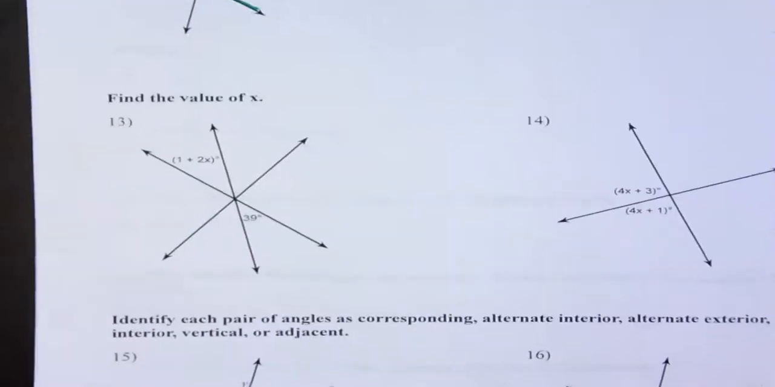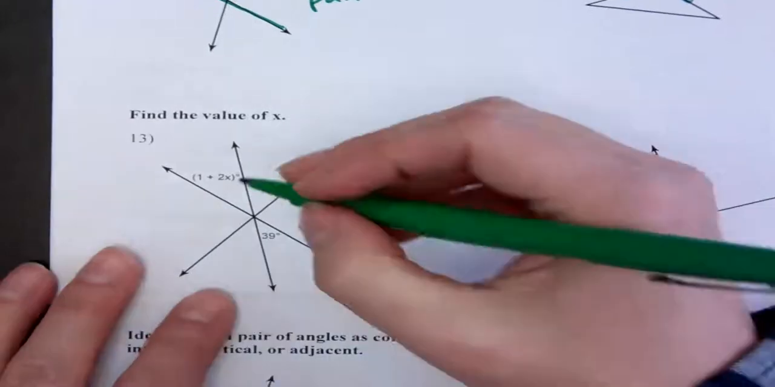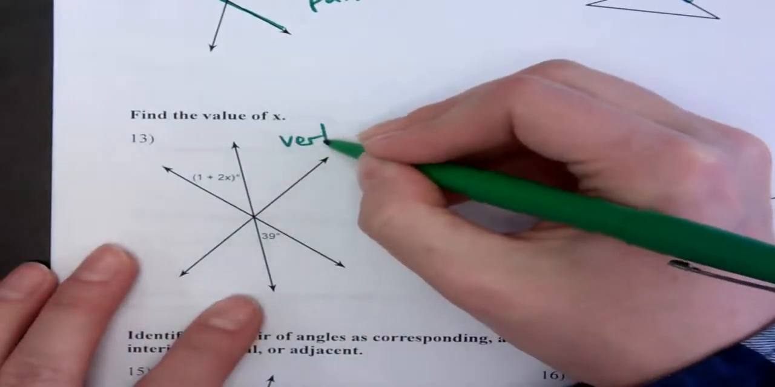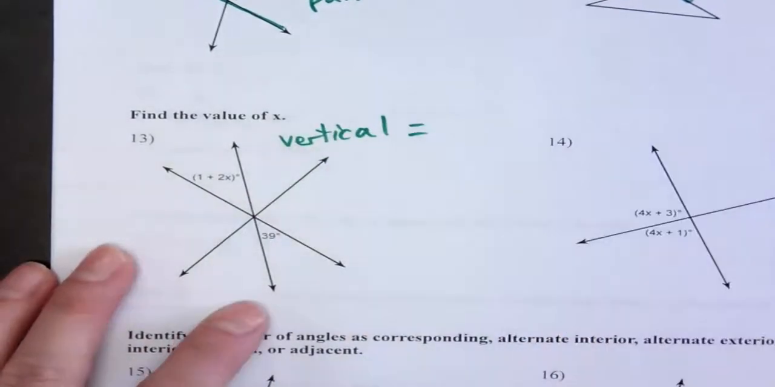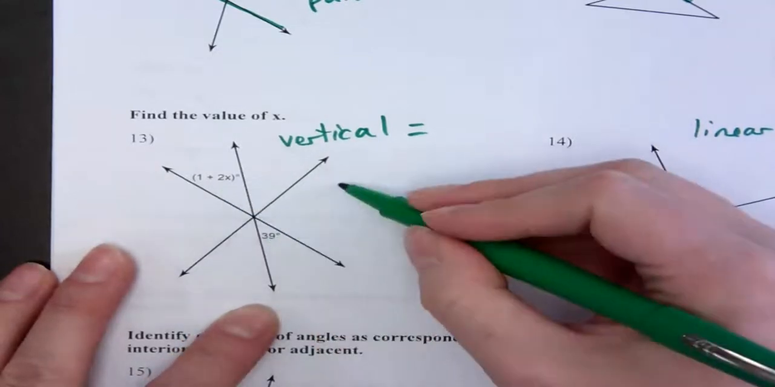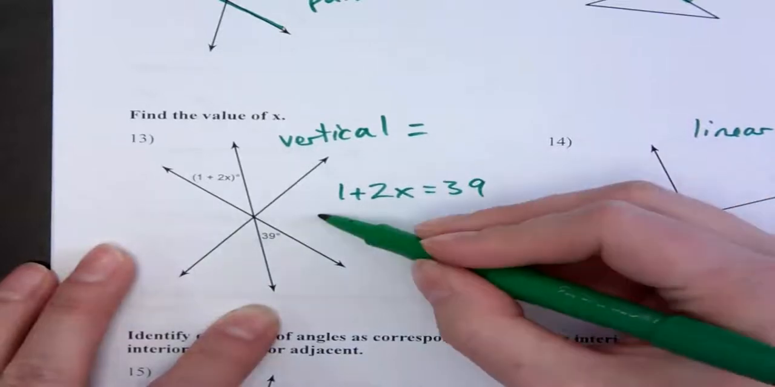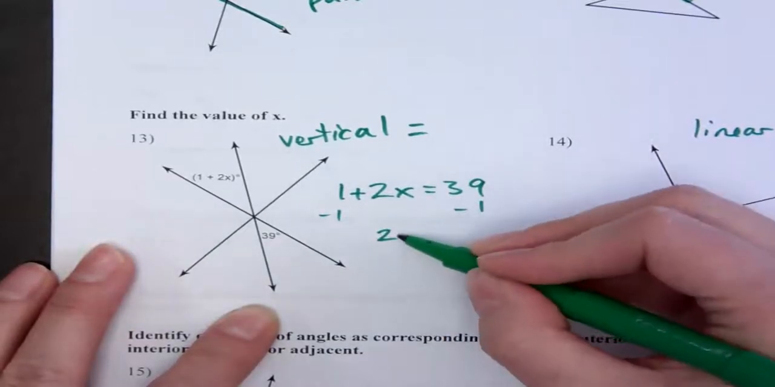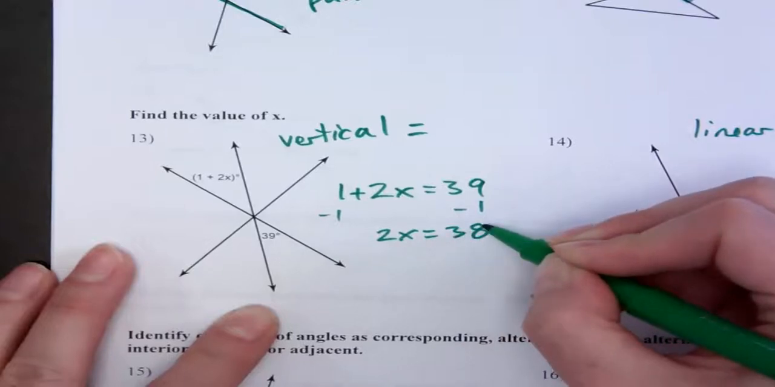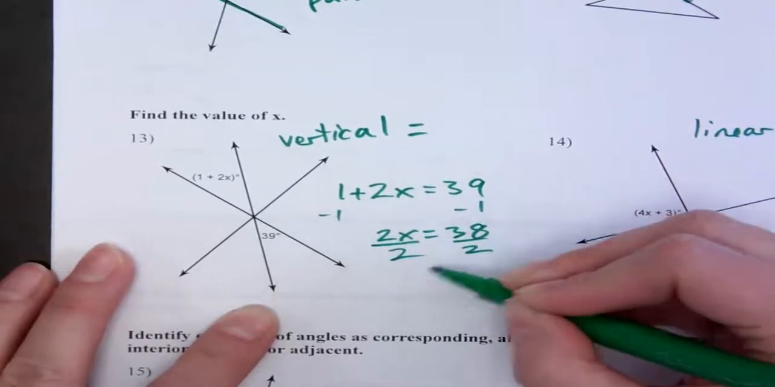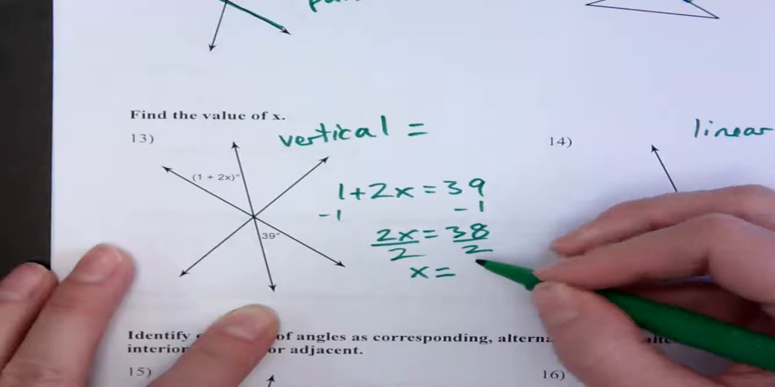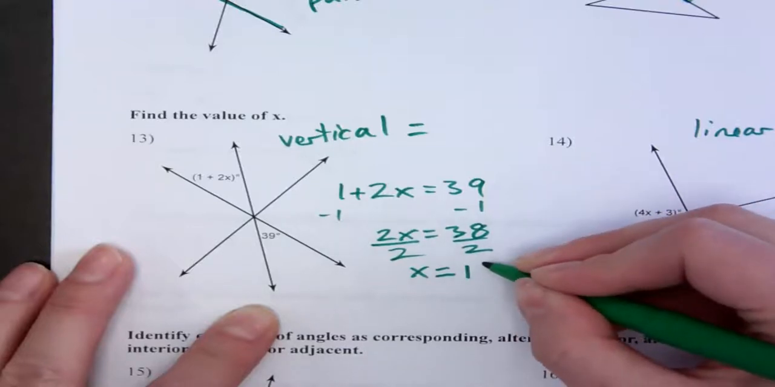And so when we find the value of x, we just look at vertical angles. Angles equal each other. Linear pair equals 180. So they equal each other. 1 plus 2x equals 39. Subtract 1 to get 2x equals 38. Divide by 2 to get x equals 19.